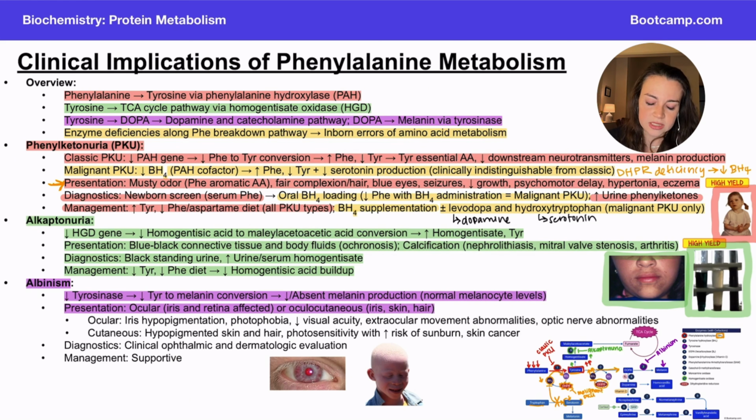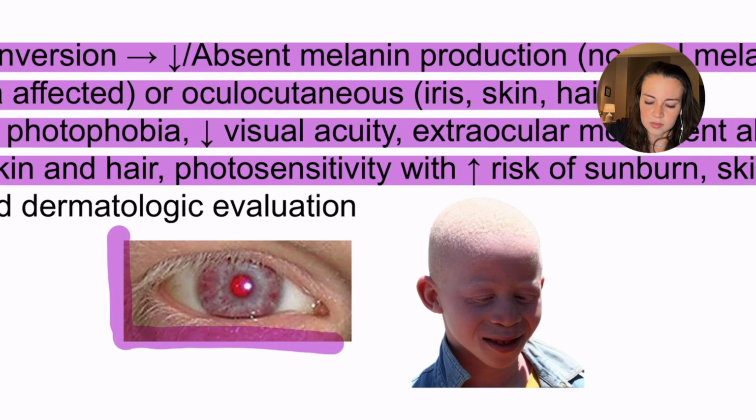So the ocular manifestations of albinism are iris hypopigmentation, photophobia, a decrease in visual acuity, extraocular movement abnormalities, so things like nystagmus or strabismus, diplopia or double vision, and then optic nerve abnormalities, which feeds into the whole visual acuity picture as well. Those were the ocular manifestations, and then if the patient has cutaneous manifestations on top of that, you would see hypopigmented skin and hair, photosensitivity with an increased risk of sunburn, as well as an increased risk of skin cancer.